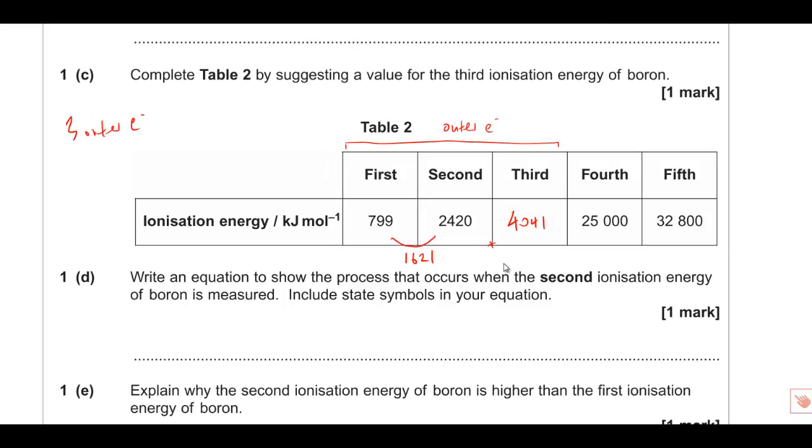No issue there. So, write the process that occurs when the second ionization energy of boron is measured. So we're looking to create the 2+ ion here because it's the second. So we start with boron, always gaseous, and we make the 2+ ion, again gaseous, and we have an electron there, which is fine. You can do minus electron on this side, but it's just better to have the plus electron over there. It's just by convention.